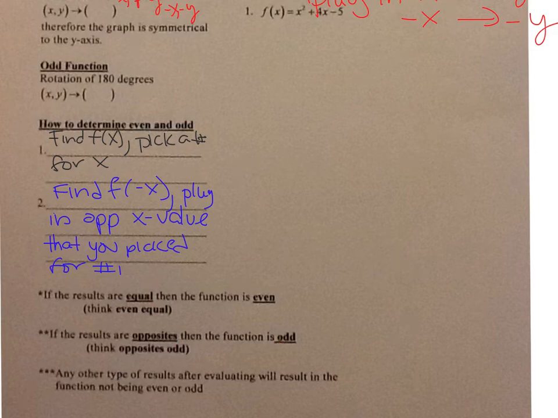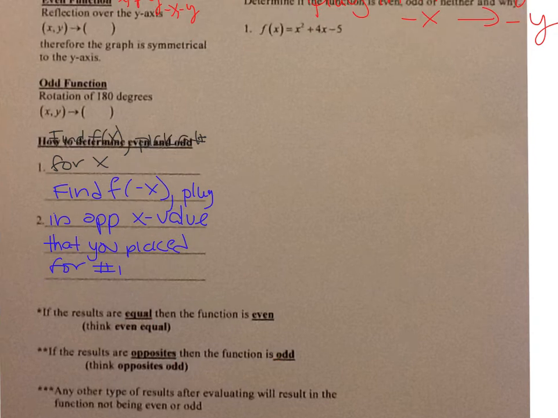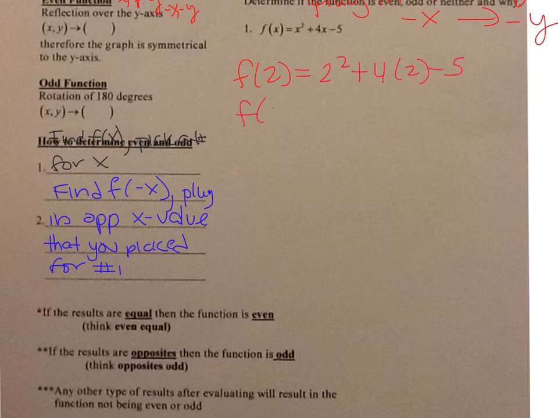All right, so let's take a look. I have f of x is equal to x squared plus 4x minus 5. You can pick any x you want. I'm going to start with f of 2. So you're going to plug in 2 for your x's. So it's 2 squared plus 4 times 2 minus 5. Just plug that into your calculator, and you get 6.